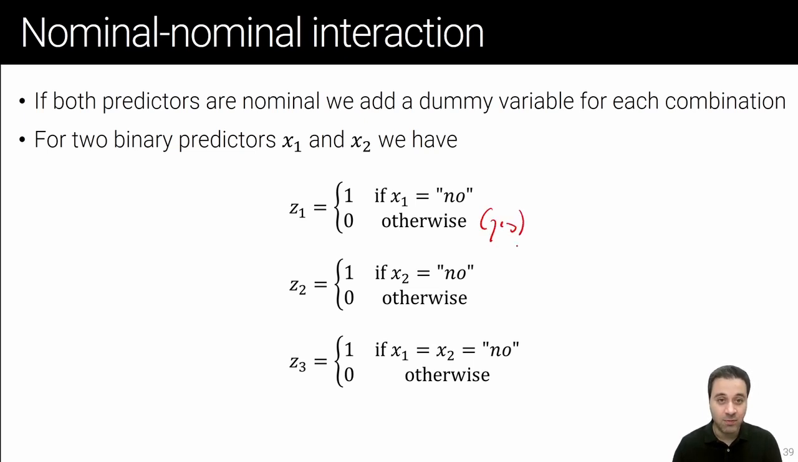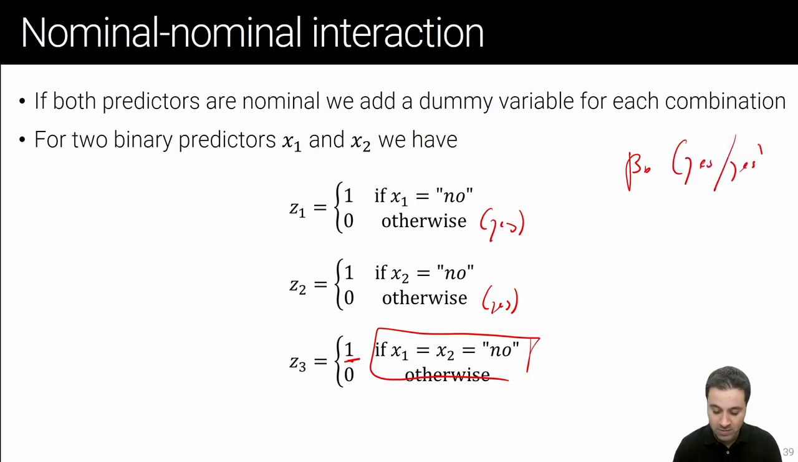The second one, z2, is the one that does something similar with the second predictor. So if the second predictor equals no, then z2 equals 1. And if it's yes, then it equals 0. And now we have a third predictor that is going to model the interaction. So it's going to be 1 if both x1 and x2 equal no, and 0 otherwise. And right there, we are modeling the interaction. So we are explicitly accounting for the case in which both of them are no. And by the way, beta 0 would be the case in which both of them are yes. So we'll have yes, yes.